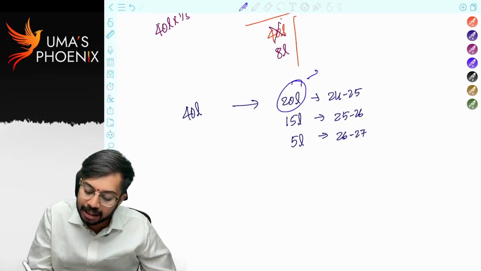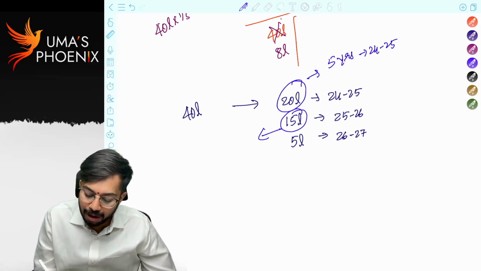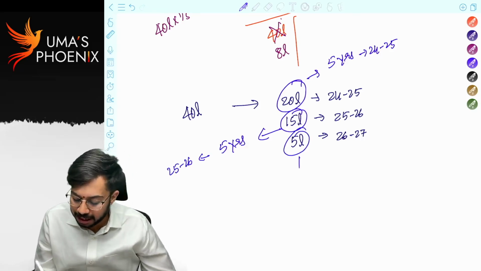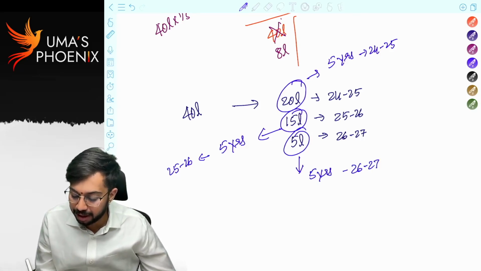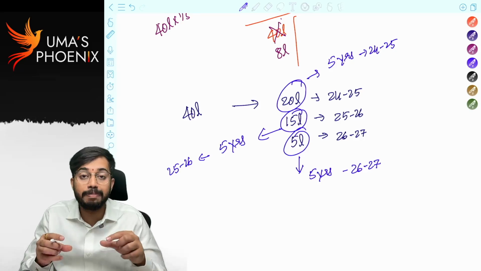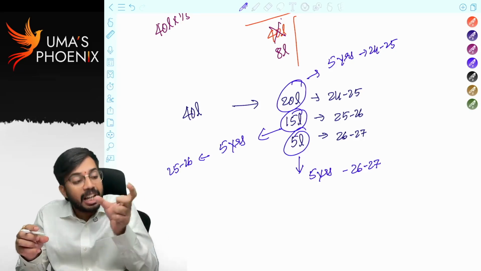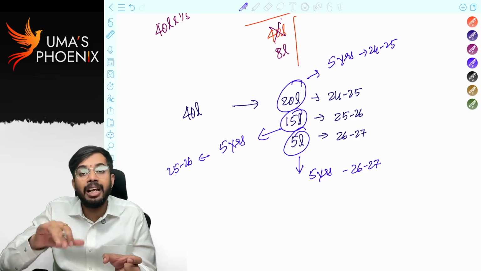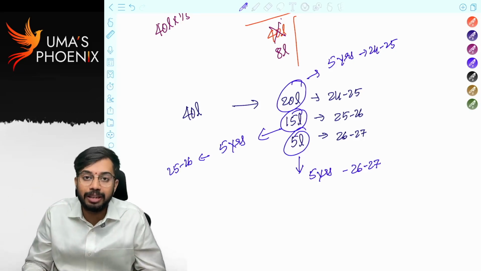This 20 lakhs is allowed as deduction over 5 years, starting from 24-25. This 15 lakhs is allowed as deduction over a period of 5 years, starting from 25-26. This 5 lakhs is allowed as deduction over a period of 5 years, starting from 26-27. So, whenever compensation is paid in installments, each installment is allowed as deduction over a period of 5 years in 5 equal installments. Is it clear?